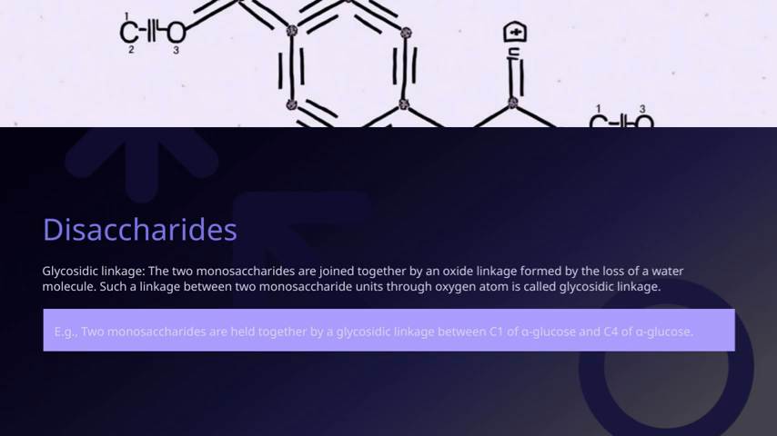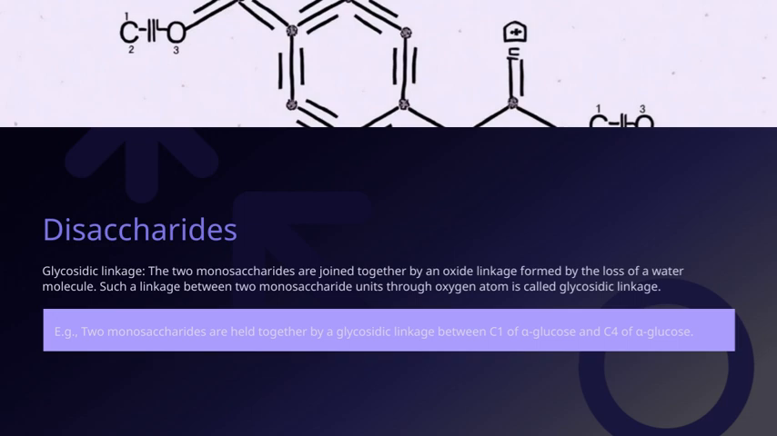This linkage is formed through a chemical reaction where a water molecule is lost, a process called a dehydration reaction. When this happens, an oxygen atom acts as a bridge, connecting the 2 monosaccharides. This is important because such linkages are the foundation of disaccharides, which are basically 2 sugar units linked together. Understanding these linkages is key to grasping how complex carbohydrates are built and how they function in biological systems.